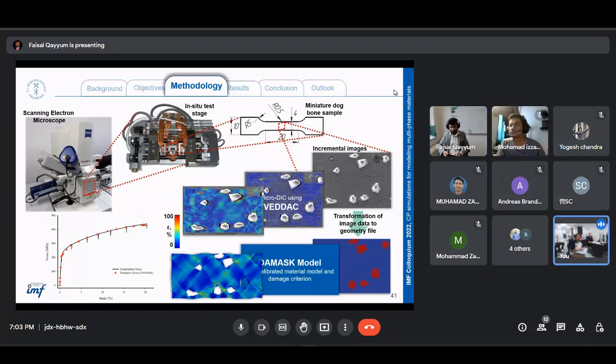And how much is the strain? I mean the stress, when you pull, when you do the tensile test. How high is the stress?